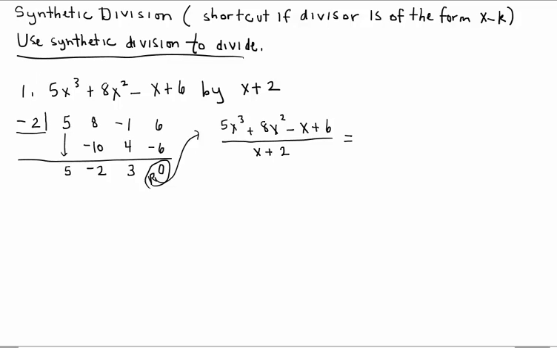And the result of doing that division is this. These coefficients right here are the coefficients of the second degree factor, since the remainder is 0. If we start out with this row being the coefficients of the third degree, then these are the coefficients of the second degree factor or quotient. So when I divide, I'm going to get 5x squared minus 2x plus 3.